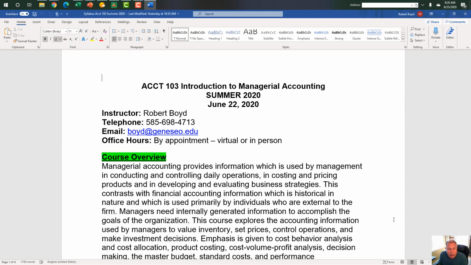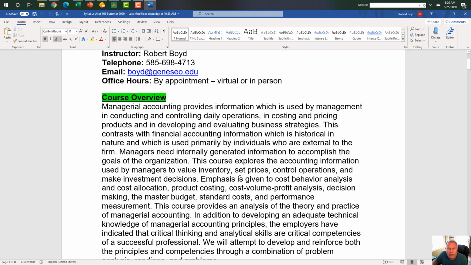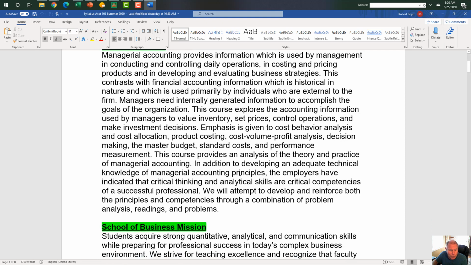Now let's take a look at the syllabus. It is very important that you understand what we're going to do, why we're going to do it, what the assignments are, how the course is organized, etc. I'm going to go through it relatively quickly, focusing on the key pieces. The course overview is really: what is management accounting? How is it prepared? How is it used? We're actually going to go through what that is when we talk about it in the next module.